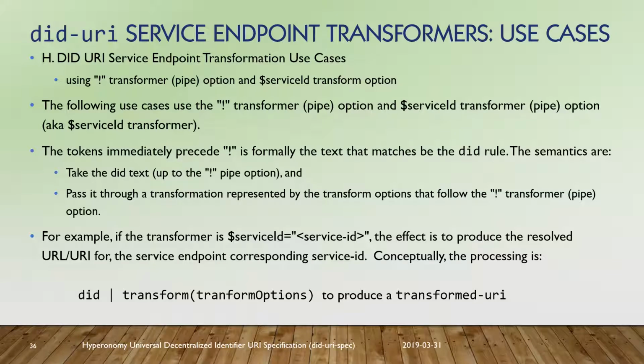So let's look at an example, and we're going to use it from category H. And category H introduces the concept of the exclamation point transformer option. And we've seen a little bit of this so far, and in particular, we're going to use the service ID transform option. This example, this illustration, also parallels very much Phil Windley's article, and we're going to refer to that in the next couple slides.